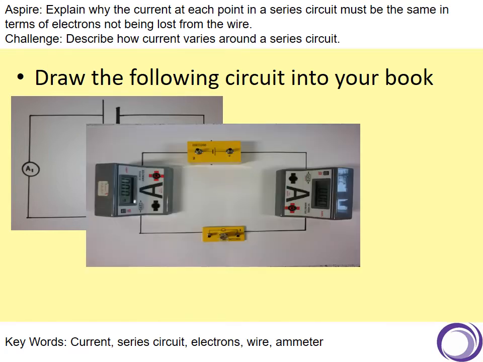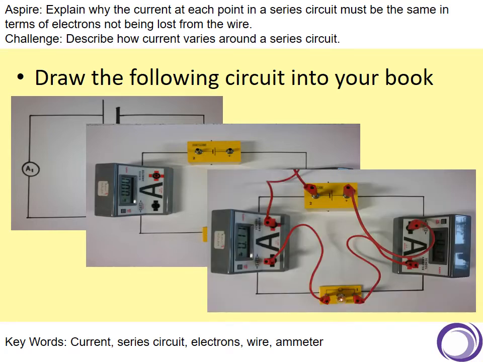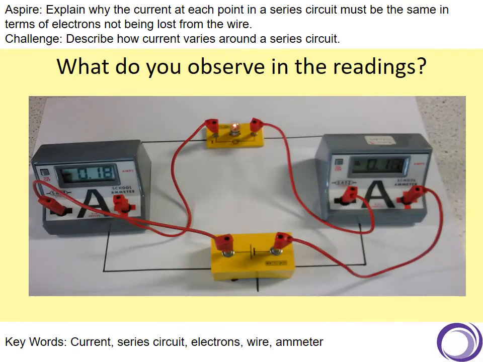Okay, so we should have a diagram like this in our books. In a lab, we'd set the components similar to this, where you've got 2 ammeters and you've got the bulb and cell, and then we connect the wires and you'd have a setup similar to this. Now, on this diagram, you should be able to see the readings from both of the ammeters. And you can see the bulb there, and the bulb's on, and we can see a reading of 0.18 in one ammeter and 0.18 in the other ammeter. Can you write down what you observe in these readings, please?